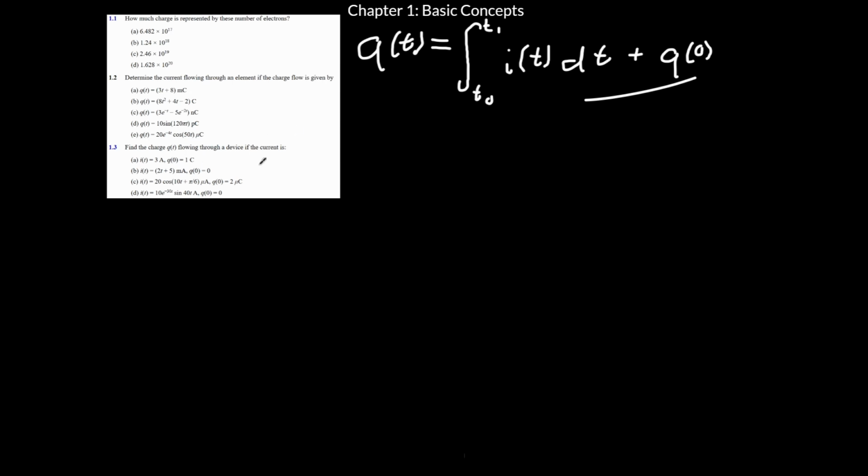So let's look at the first one. We have 3 amps. So for A, we're just going to have the integral of 3 dt plus our q naught, or our q at time 0, which is just 1, and that's in coulombs. So from here we can just integrate. We know the antiderivative of this is just going to be 3t, and then plus 1, and that is all in coulombs.